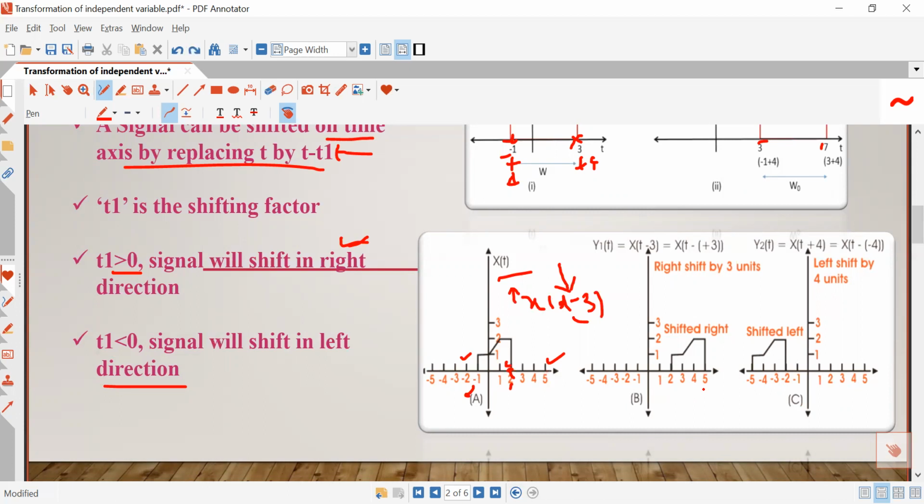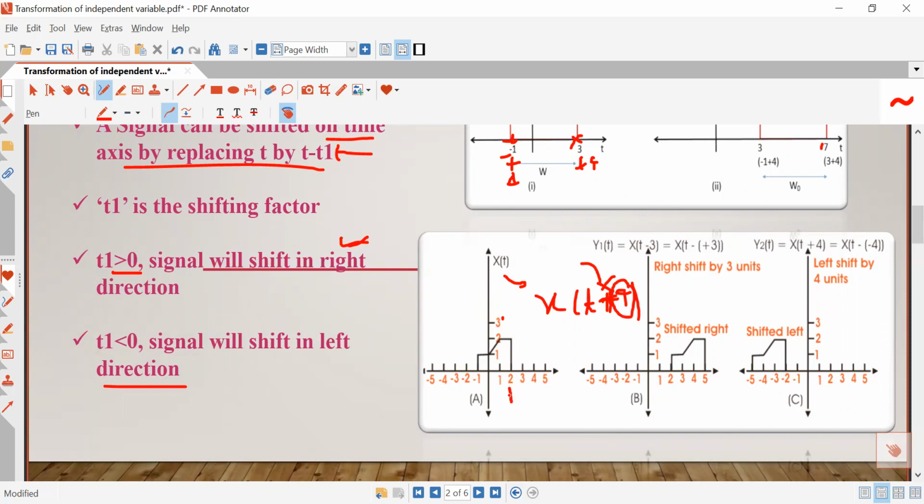Suppose the question is, what will be the value of x(t plus 4) if the original signal x(t) is this? Now you want the signal x(t plus 4). First, this process will shift the signal, and this plus sign indicates the signal will be shifted in the right direction. Sorry, in the left direction, because this sign is plus. The plus indicates shifting in the left direction. Minus indicates shifting in the right direction. So this plus sign indicates the signal will shift in the left direction by 4 units.